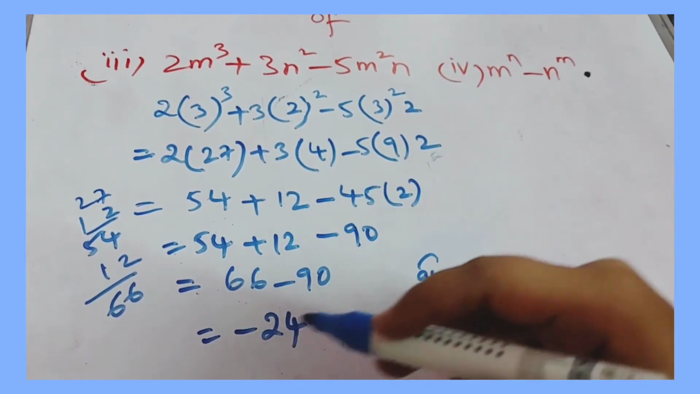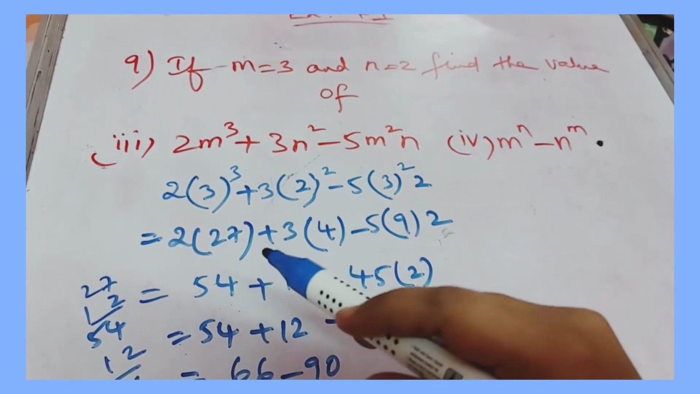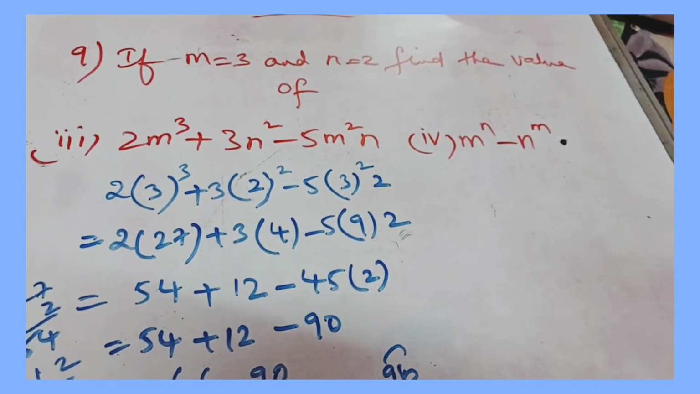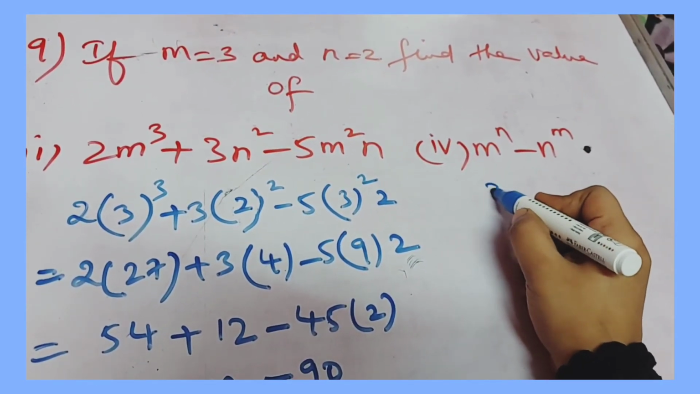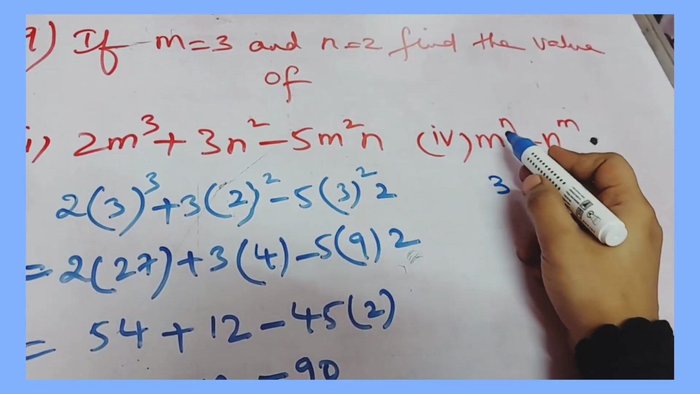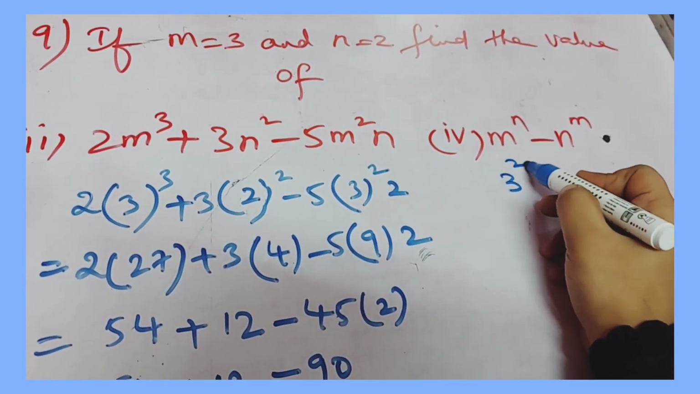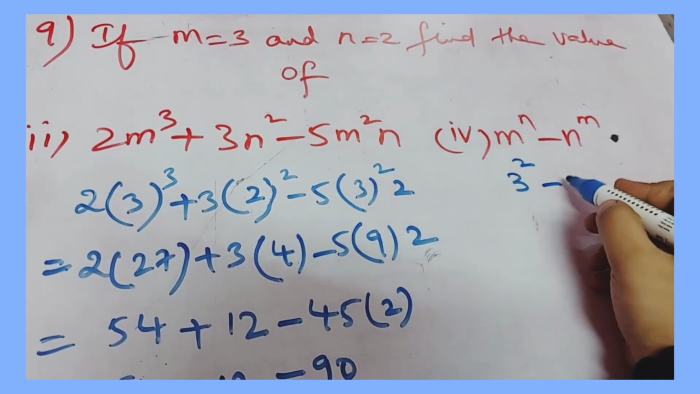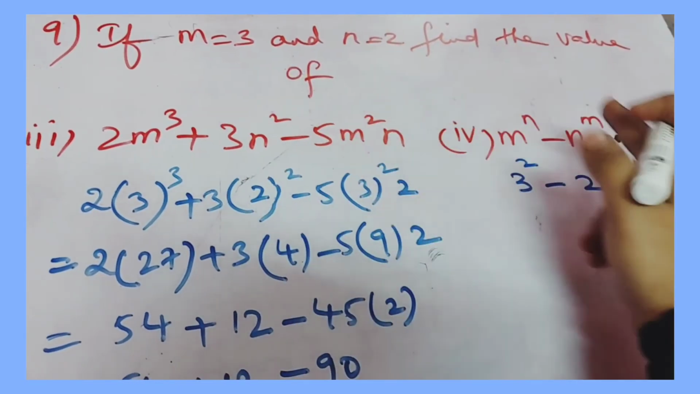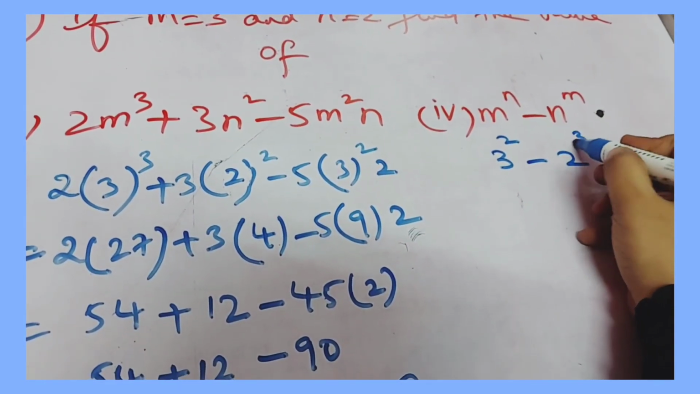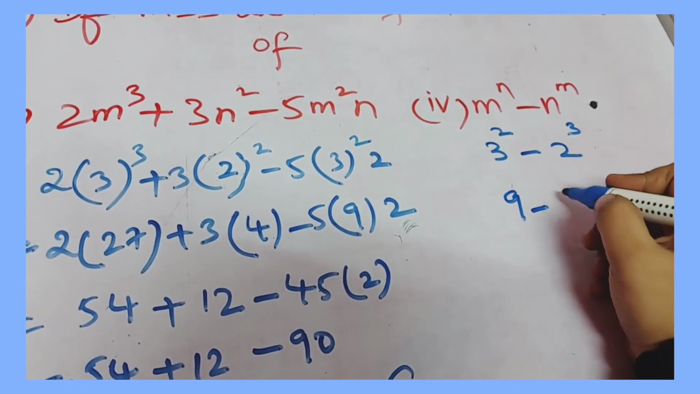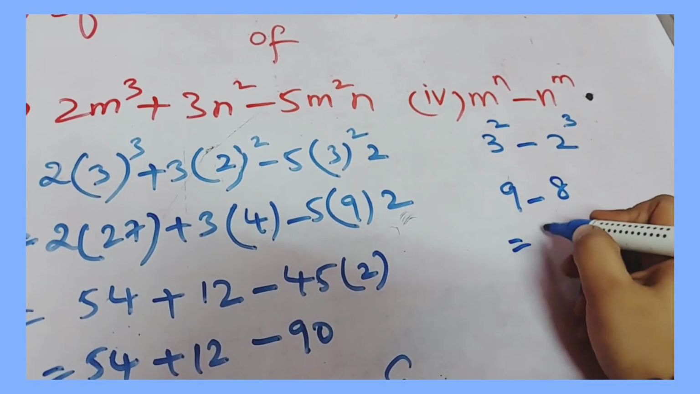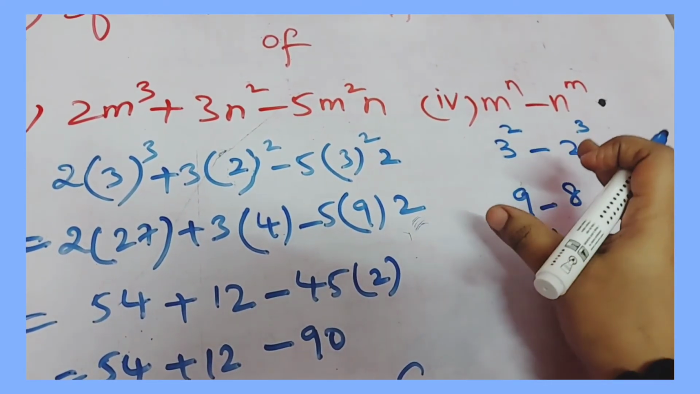So this is very easy. You have to only substitute the values. So here again you have to substitute the values. Here m you are taking 3 and n is 2. Minus what is n? n is 2. Again what is m? m is 3. So 3 3s are 9 minus 2 2s are 4, 4 2s are 8. So 9 minus 8 is 1. So the answer here is 1. It is very simple.